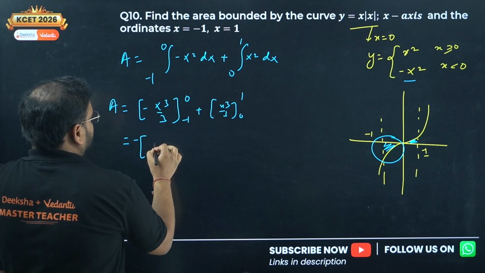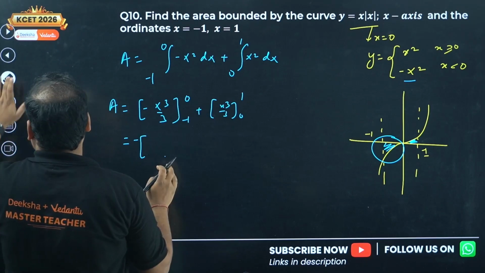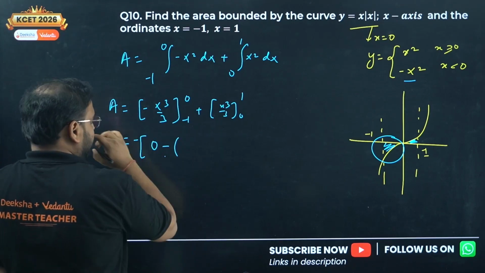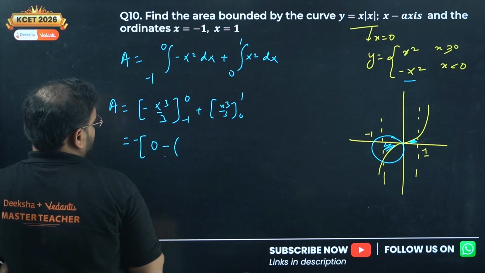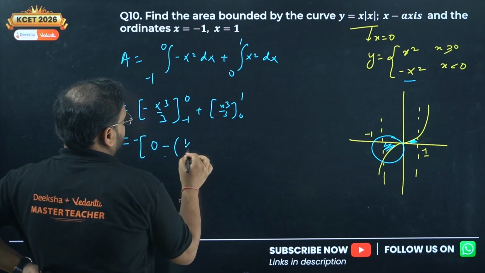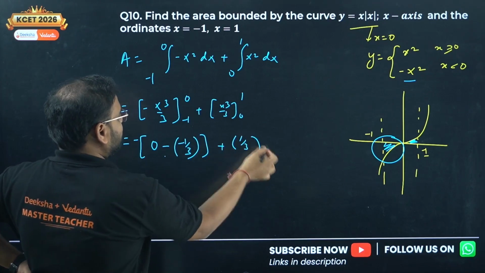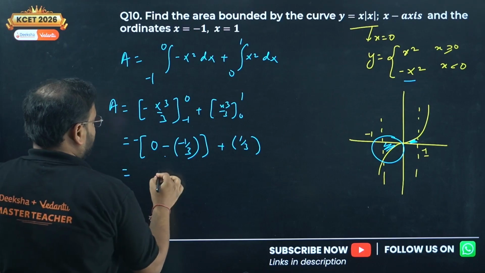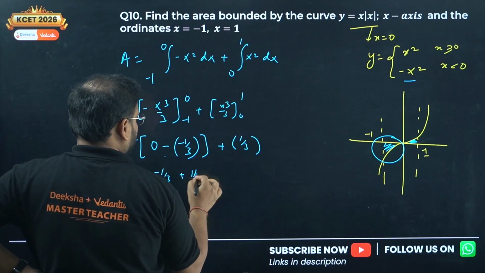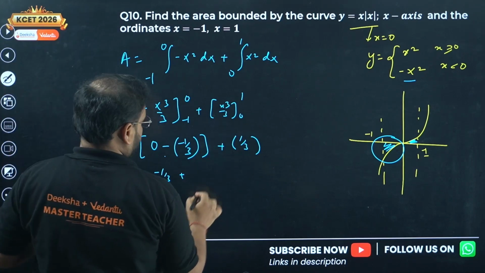Now take the minus sign outside. We'll have this as 0 the upper limit, and this comes as the lower limit. I've taken the minus sign outside, right? So it'll be simply positive only, 1 by 3, minus 1 by 3 actually. And over here we'll have 1 by 3 only. Lower limit is 0. We'll have the value as minus 1 by 3, plus 1 by 3.